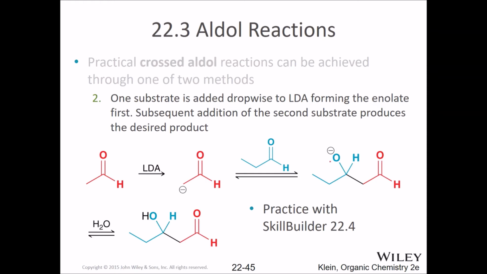And we add it in with a really strong base, LDA, which we mentioned before. Draw the structure of this out now. Pause the video and draw this structure, and write out the full name. Forming the enolate first. Subsequent addition of the second substrate produces the desired product.